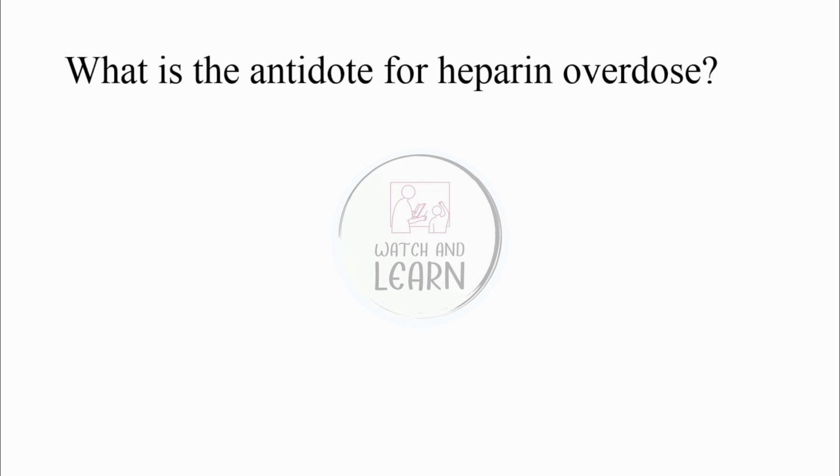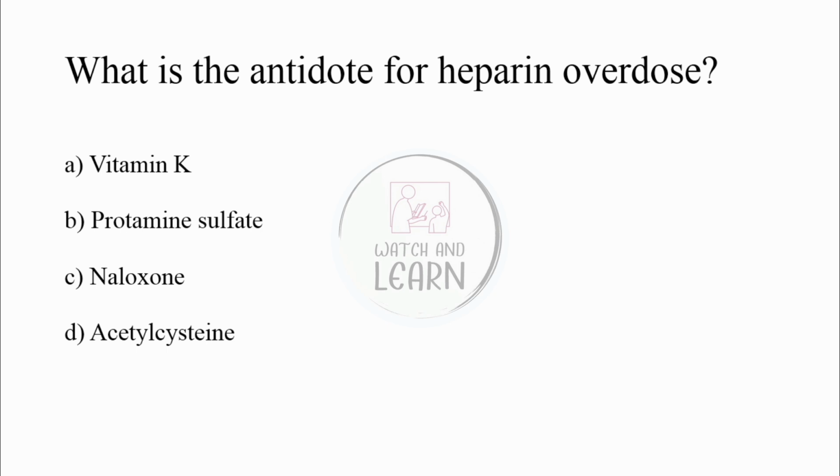What is the antidote for heparin overdose? Options are: option A, vitamin K; option B, protamine sulfate; option C, naloxone; option D, acetylcysteine. The right answer is answer B, protamine sulfate.